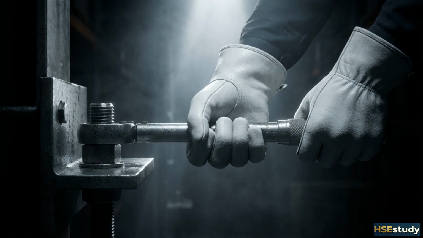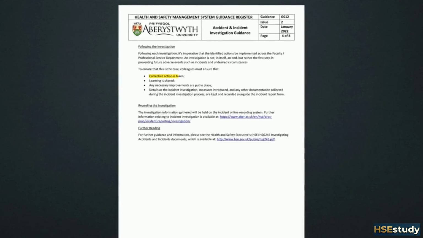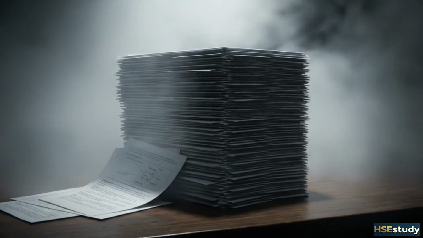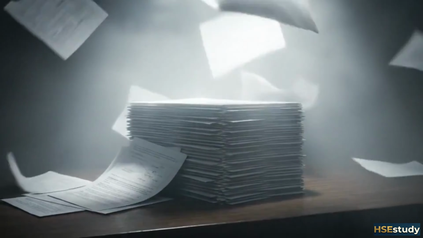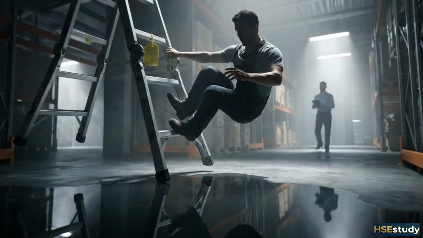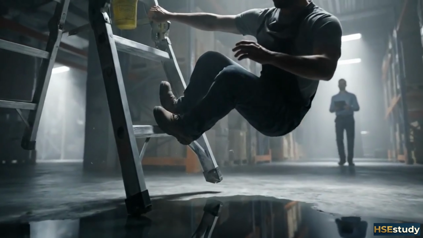Once the failure is identified, you must apply engineering or administrative controls to fix the system permanently. This document, the Health and Safety Management System Guidance, specifies that corrective actions must be documented and their effectiveness verified over time to meet regulatory requirements. An investigation that ends without enforced, documented corrective action is just a piece of paperwork, not a safety measure. We return to the frozen warehouse scene to identify the 3 failures that converged in that single millisecond.